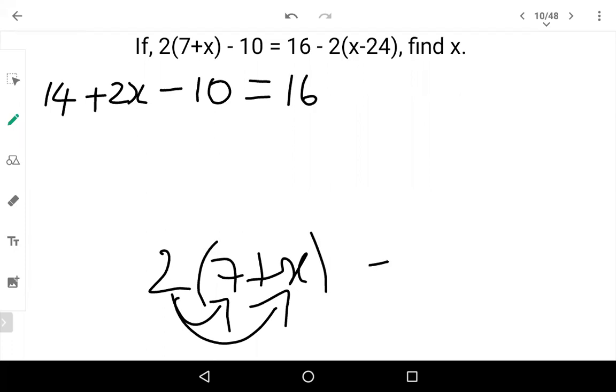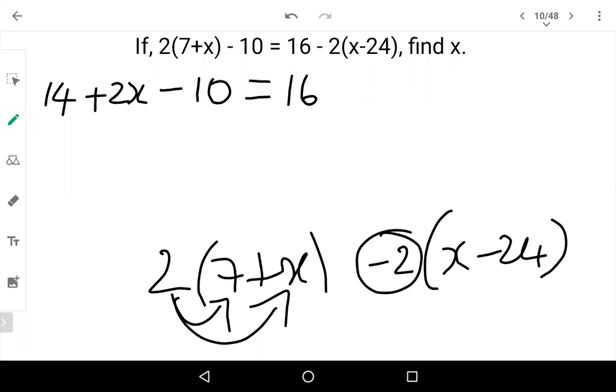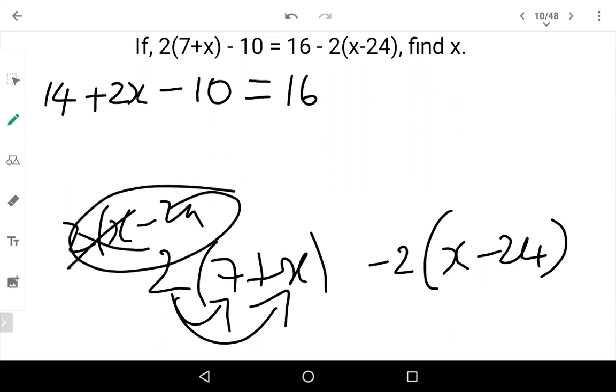Then we have minus 2 into x minus 24. Very, very important thing is to take minus 2. Don't forget that. You have to take minus 2 and not 2 into x minus 24. If you just take 2, it is wrong. Okay, you have to take minus 2.